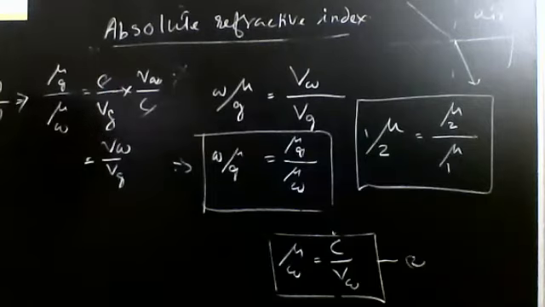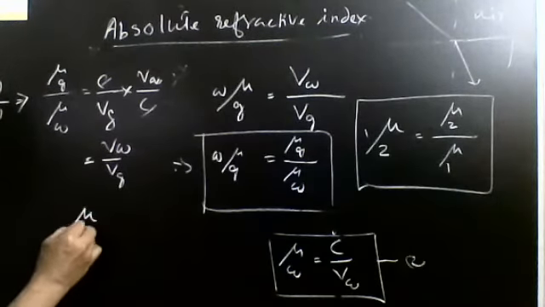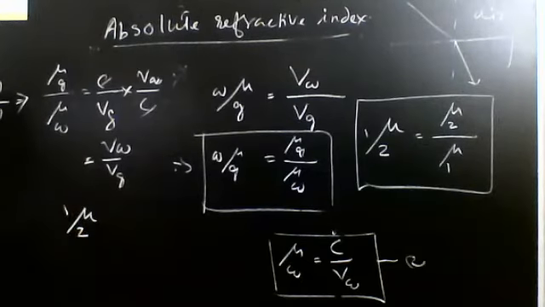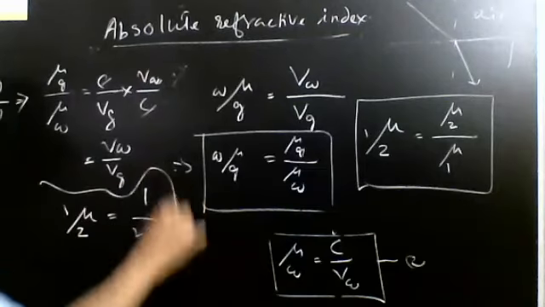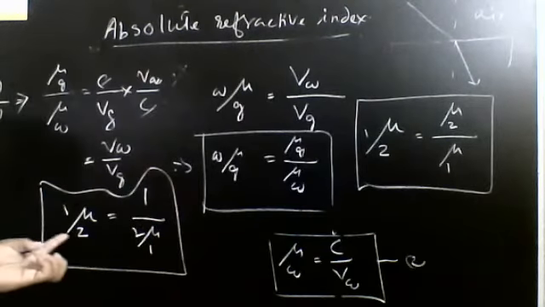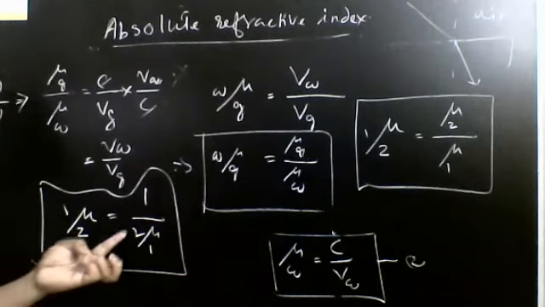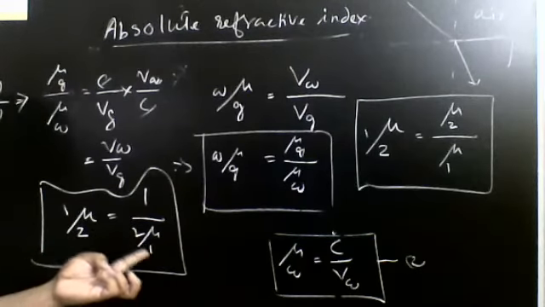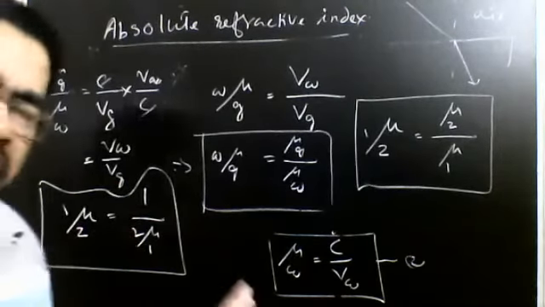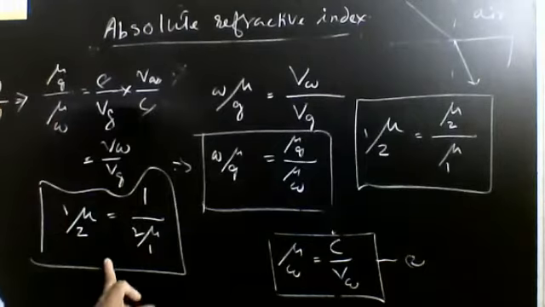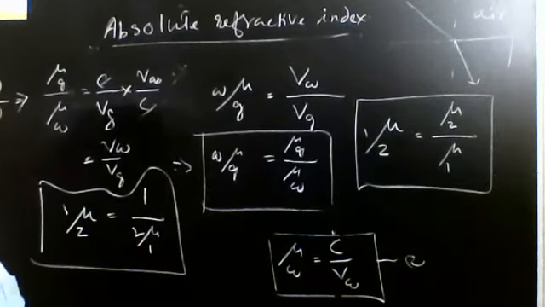Last time I have given you another some important relations, refractive index mu 2:1 is equal to 1 by mu 1:2. Refractive index of medium 2 with respect to 1 is also equal to the reciprocal of refractive index of medium 1 with respect to 2. Medium 1 or 2 can be glass, water, air, anything. So this is also another important relation in case of refractive index.